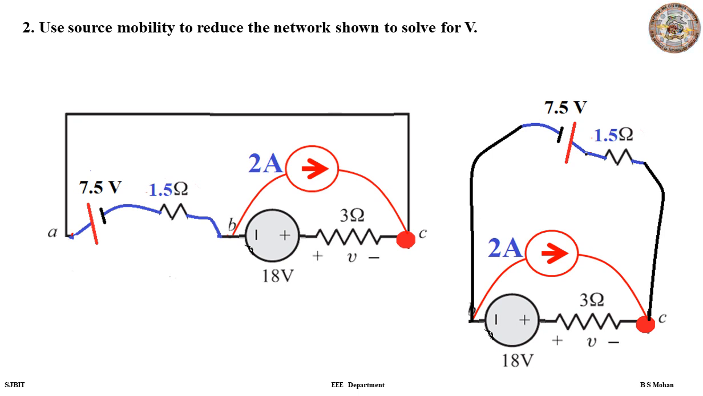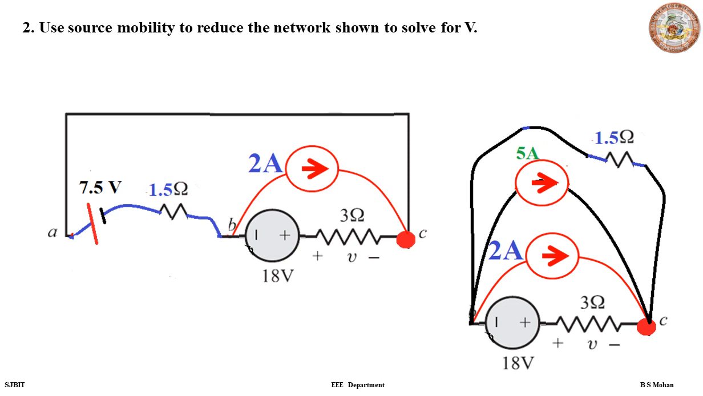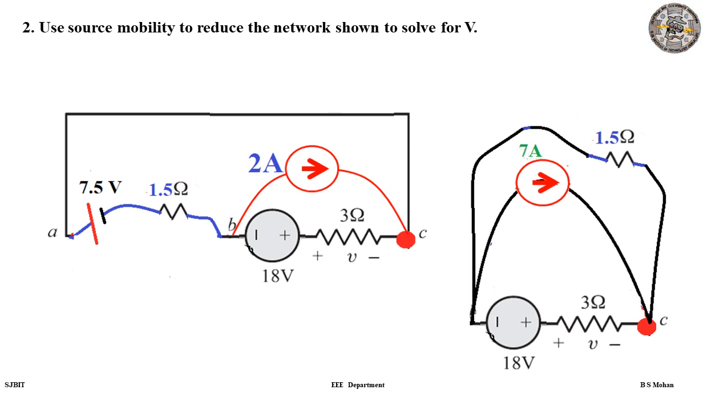I is equal to V by R. 7.5 by 1.5 you get 5 amps, and then 1.5 would be parallel to your current source. Thus 5 and 2 are in same direction. We'll add and represent that as 7 amperes. Now how do we solve?